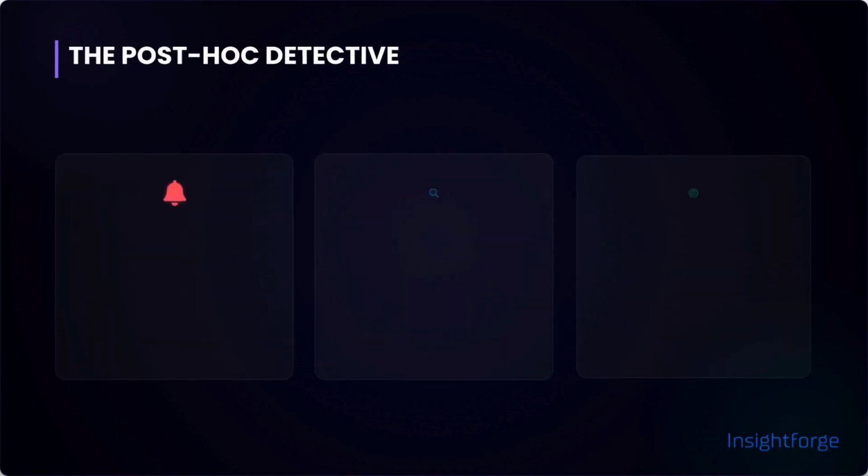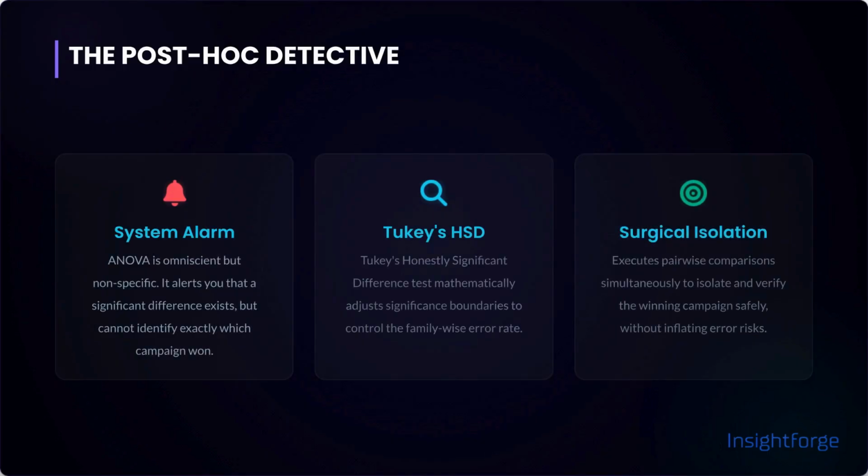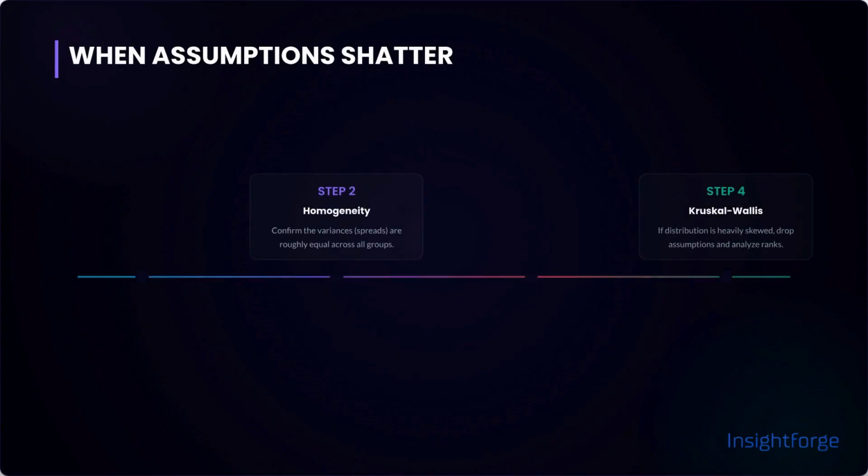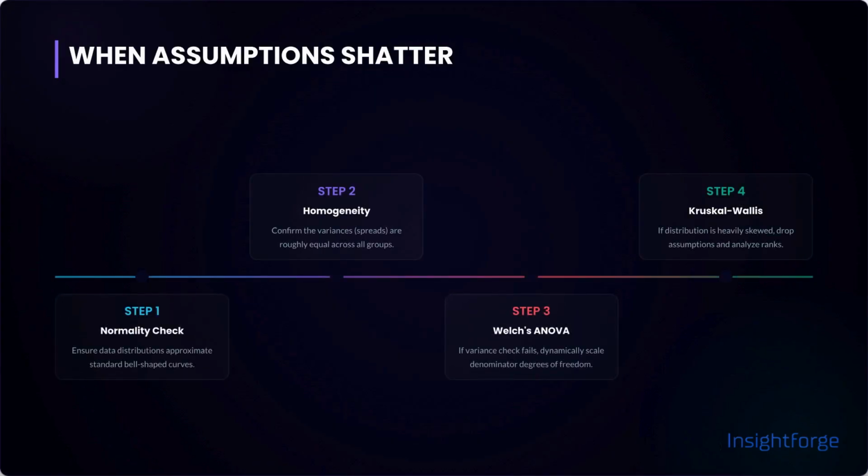Because ANOVA is non-specific, we use post-hoc tests like Tukey's HSD. It allows for surgical isolation of the winning campaign while maintaining statistical control. If your data violates standard assumptions, follow these 4 steps: perform a normality check, test for homogeneity, apply Welch's ANOVA, or use the Kruskal-Wallis test for skewed distributions.